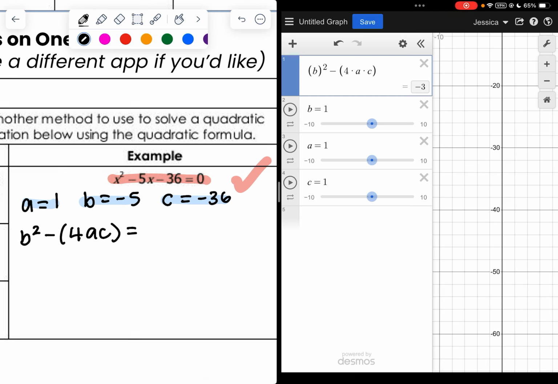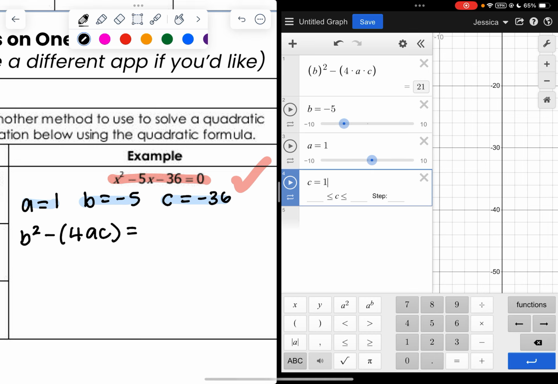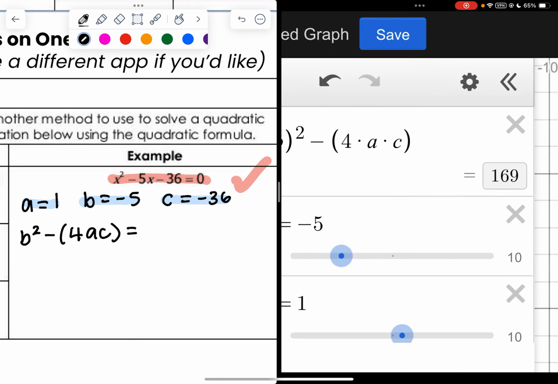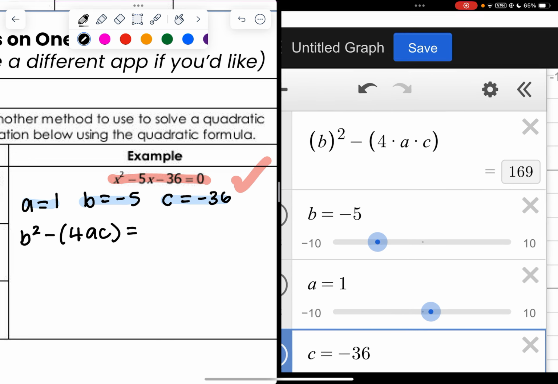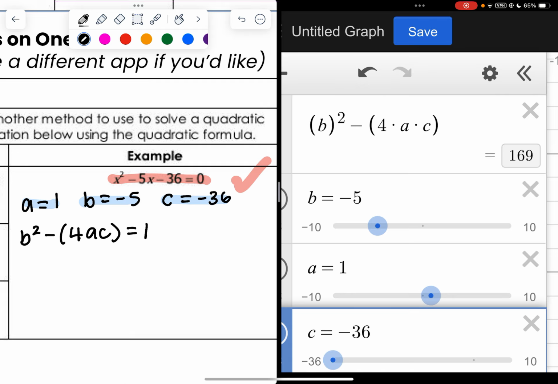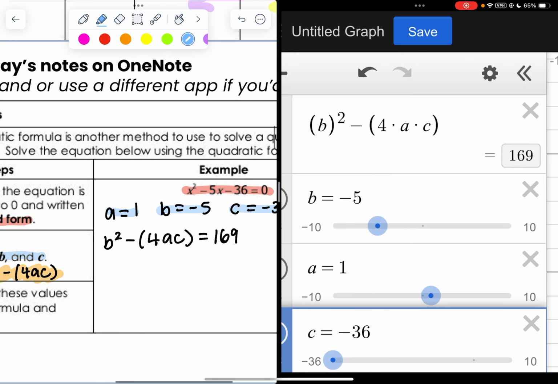and we're just going to adjust them based on what we said a, b, and c was. So we can see a is equal to 1, b is actually going to be negative 5 for our example, so I'm going to change that to negative 5, and c is negative 36. We can see that b squared minus 4ac is 169. So I want you to write that down, 169. So again, step 3 that I made was find b squared minus 4ac. Use Desmos for it.